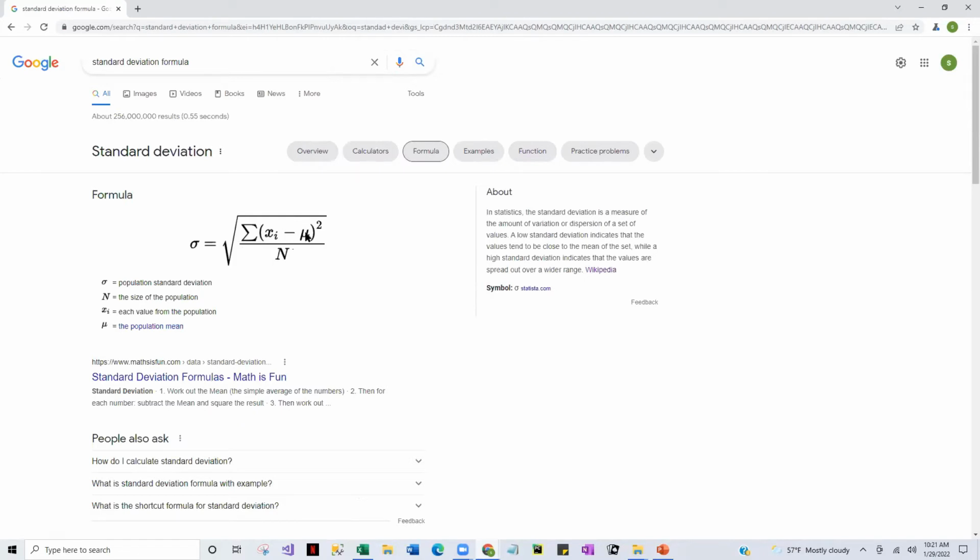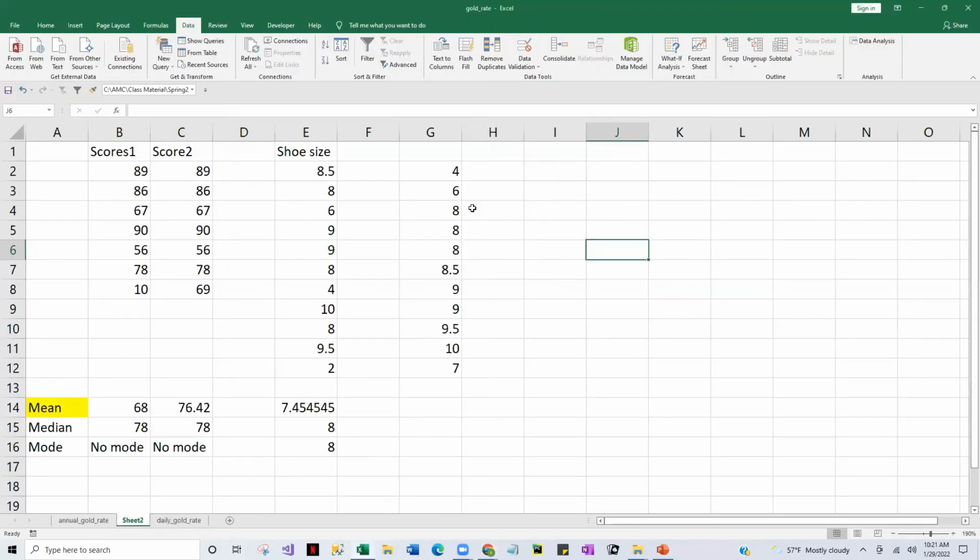And here you need the mean. You need the average in order to find the standard deviation. So let's go back to our Excel and find the standard deviation of this one.